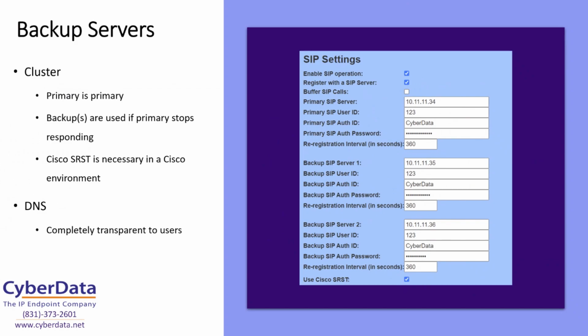If that doesn't work, which takes around 30 to 40 seconds or so, then we'll say, okay, the primary is down. We'll go over to backup number 1 and register there, at 10.11.11.35, saying, hey, I want to be extension 123. But instead of registering with an expiration of 0, we register with an expiry of 360. We take the full time and say, hey, 10.11.11.35, we want to be extension 123.